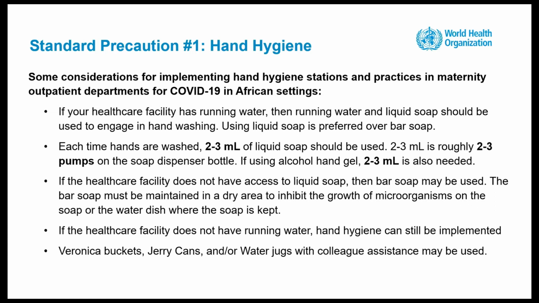Happens all the time. Well, you actually have to have quite a bit of liquid soap or hand gel to be able to ensure that you can get sufficient coverage on your hands. So I would like you to remember that if you're using liquid soap, 2 to 3 milliliters is roughly 2 to 3 pumps on a standard soap dispenser. And 2 to 3 milliliters is 2 to 3 good squirts from an alcohol hand gel that doesn't have a pump.